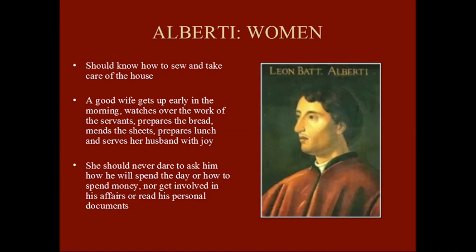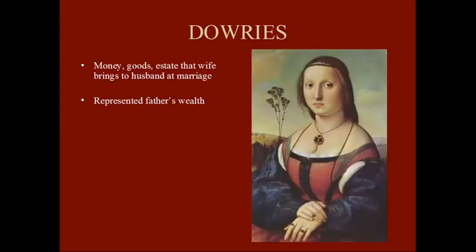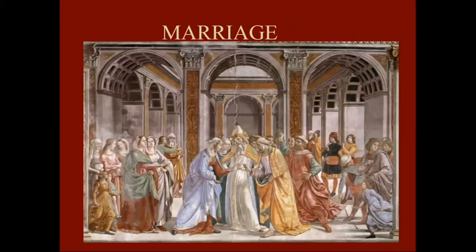And that's Alberti when he's talking in an earlier time period. If you're talking about the females, however, it also came down to an economic matter: the money, the goods, the estate that the wife brings to the husband at marriage, because she represented her father's wealth, and this attracted another wealthy family, in other words, to make this union. And this we come to marriage. And we have this image of Ghirlandaio, of the marriage of the Virgin. And this is what we have to get into.